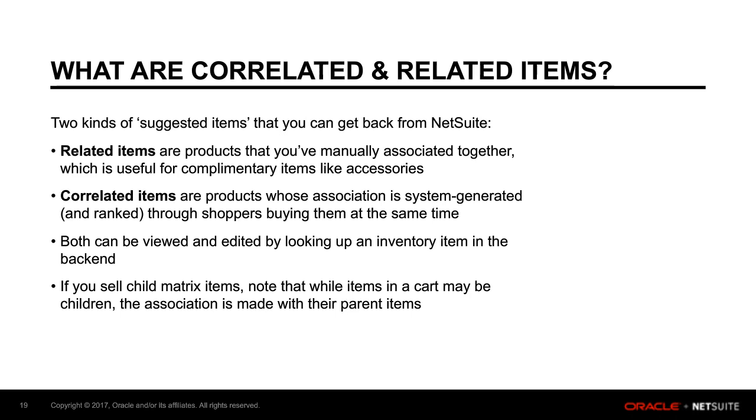They are items that have been associated together based on system-generated algorithms based on what the shoppers are buying at the same time. So once customers buy something together, they will have a very small association with each other. And then as more customers buy the items together, they will grow in significance. And there's a ranking based on how often this happens. You can, of course, check these by editing any of your product items. You just need to make sure you've got the functionality turned on.